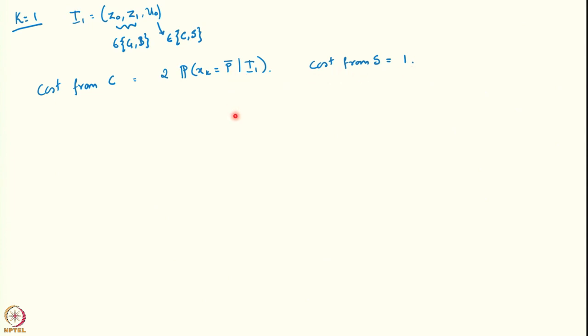Now, to make this comparison, we need to calculate the probability that xk is equal to p bar given the information, and we will do this for each value of I1. So, in case 1, let us take I1 equal to good and stop: good state at time 0, good state at time 1, and the action chosen at time 0 is to stop and examine. So, the probability that we are looking for is, this is not xk, it is x1, x1 equal to p bar given g g s.